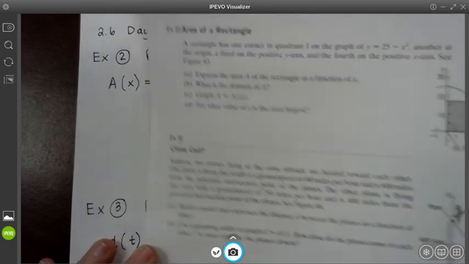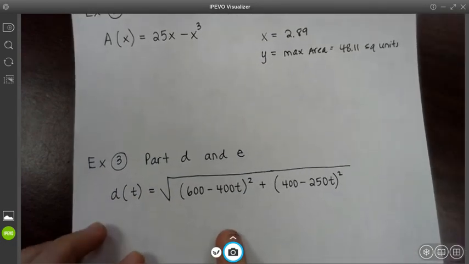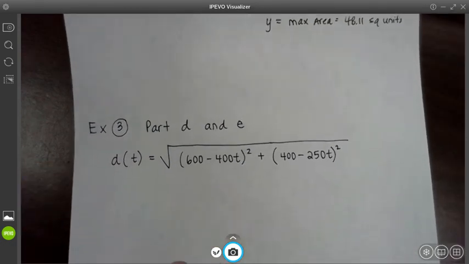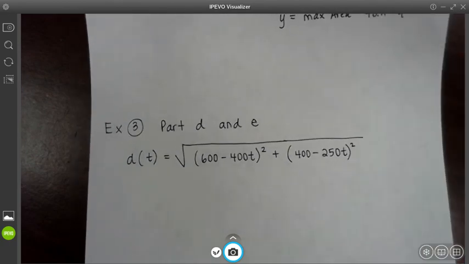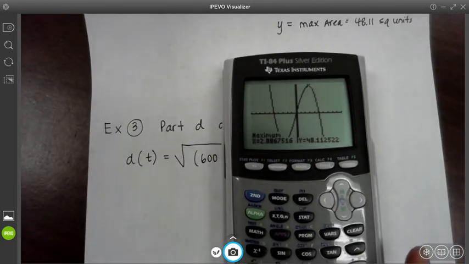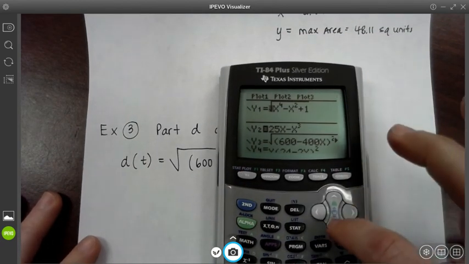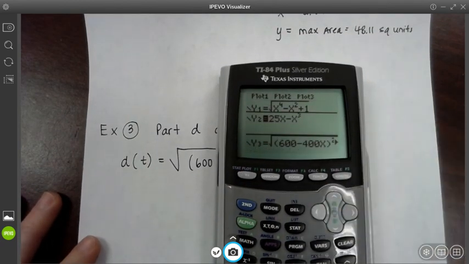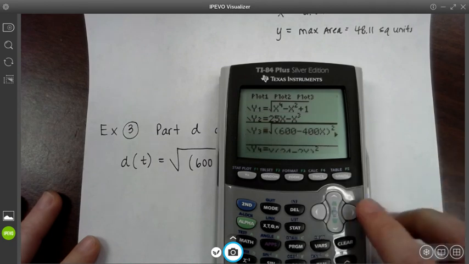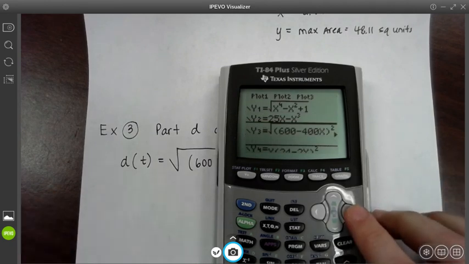So again, the first thing you want to do is take the function that we wrote in that problem, which is right here, and pipe it into y1. Well, for me, it's not going to be y1 because I already have all of them programmed in there. So I'm going to go to y equals. I want to turn off this one now, and now I want to go to this equation. So I have the square root of 600 minus 400.